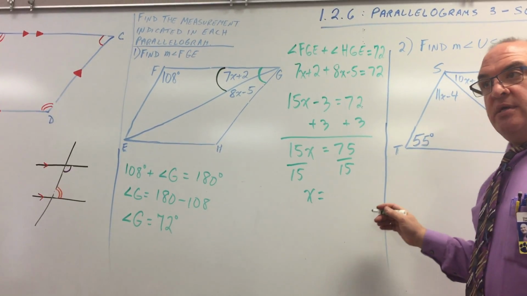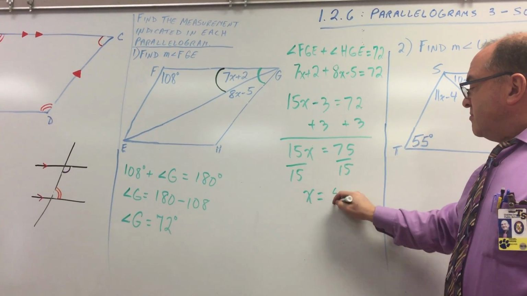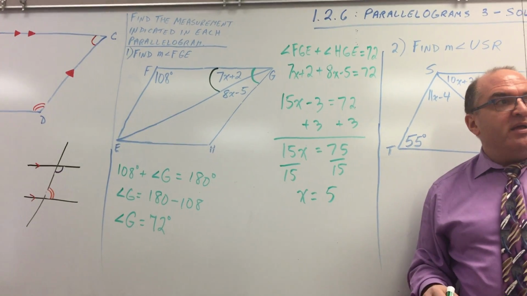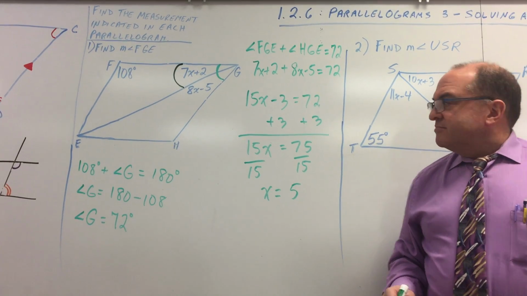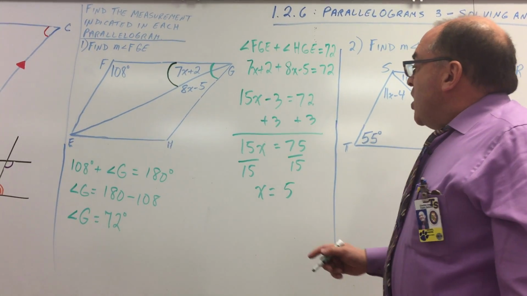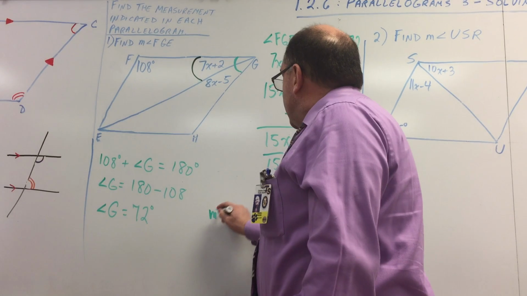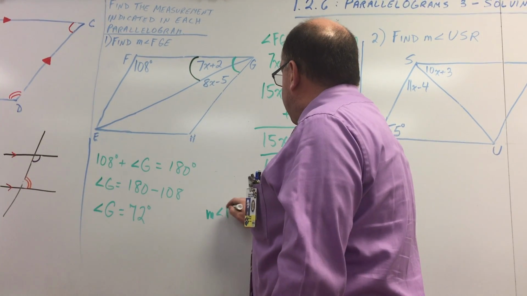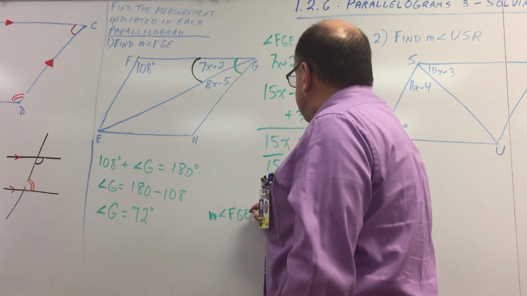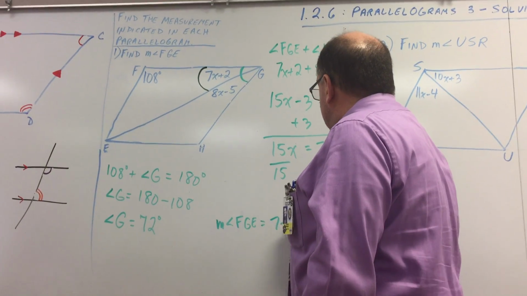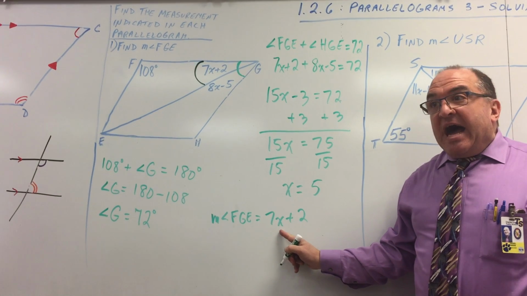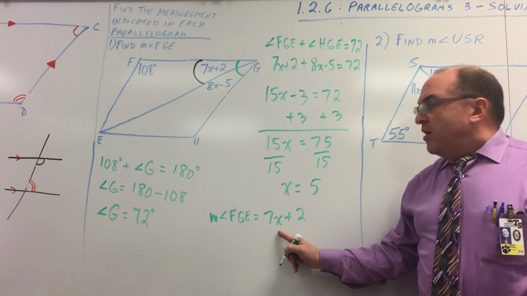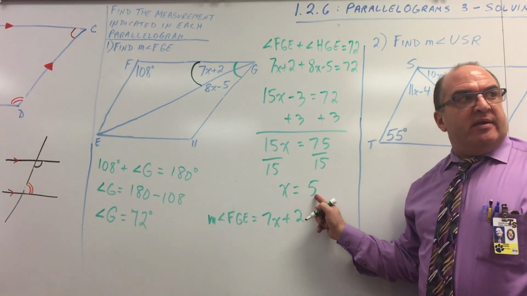X equals 5. Okay? Am I done? No. Oh, darn it. All right. The measure of angle FGE is 7x plus 2. Instead of x, I'm going to put in what? The 5. Where'd you get 5 from? We just solved for it, right?